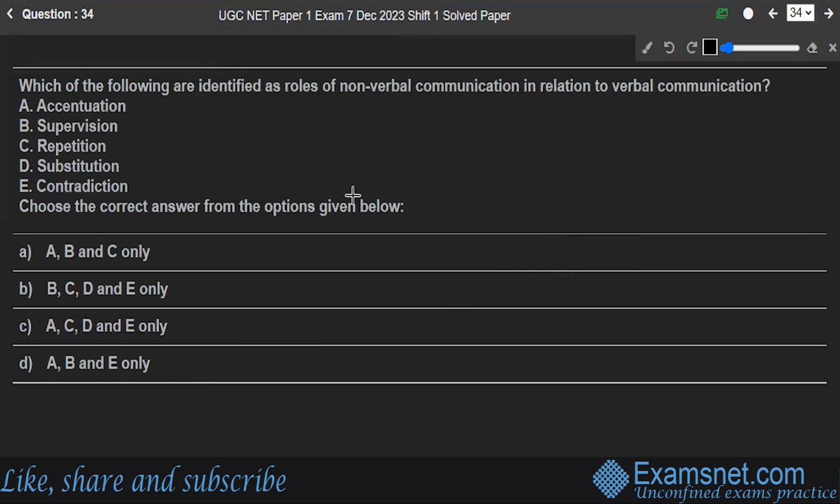Which of the following are identified as roles of non-verbal communication in relation to verbal communication? Is it accentuation, supervision, repetition, substitution, or contradiction? Well, the right answer, if I talk about the first one, that is accentuation. Non-verbal cues like facial expressions, gestures, tones of the voice can emphasize the meaning of the spoken words, making them more impactful. So this is right. The second one, repetition. See, non-verbal cues can repeat the message conveyed through words, reinforcing understanding and the memory.